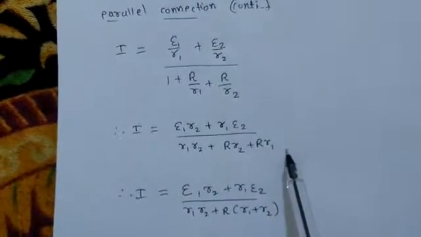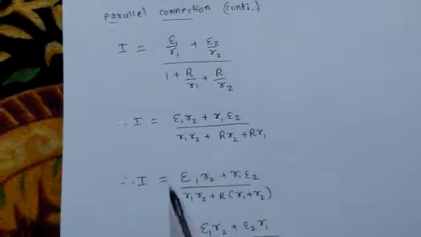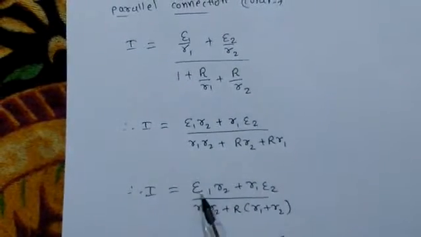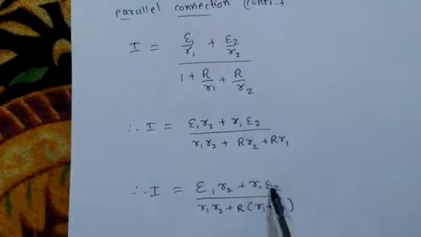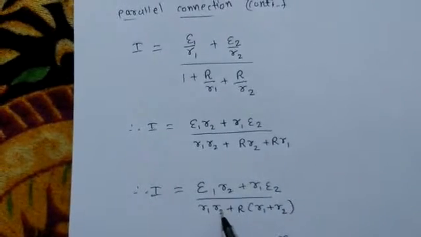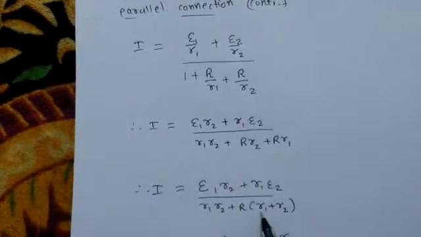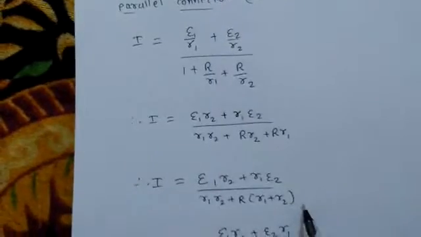r2 plus R r1). Considering R common, we are going to have an equation that I is equal to (epsilon 1 r2 plus r1 epsilon 2) upon (r1 r2 plus capital R (r1 plus r2)), in the bracket obviously.